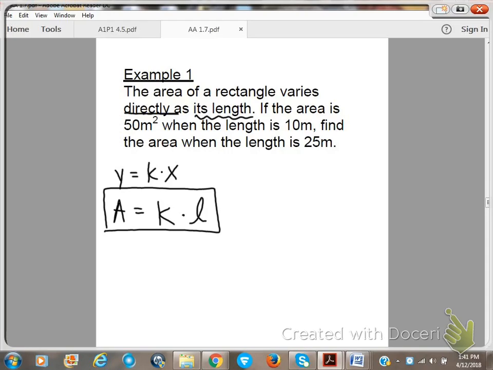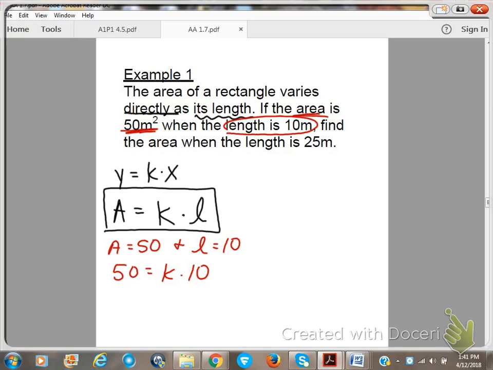Now you start plugging stuff in. If the area is 50 meters squared, are we going to plug in 50 for the A, the K, or the L? Just a hint, you're never going to plug it in for the K, ever. All right. So that's telling us that A equals 50. And then we've got this other information that the length is 10, so what are we going to plug in for the 10? L. So our equation now looks like 50 equals K times 10.